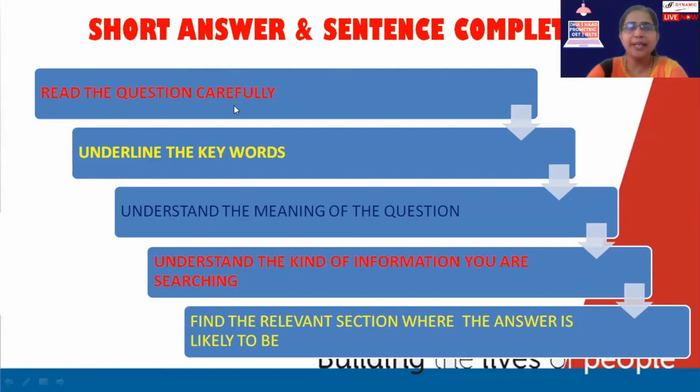Here you need to read the question carefully, underline the keywords, that is very important, understand the meaning of the question, understand the kind of information you are searching for, then find the relevant section where the answer is likely to be. So here, as I have already told you, you can just go through the 4 texts within 2 to 3 minutes, not more than that.